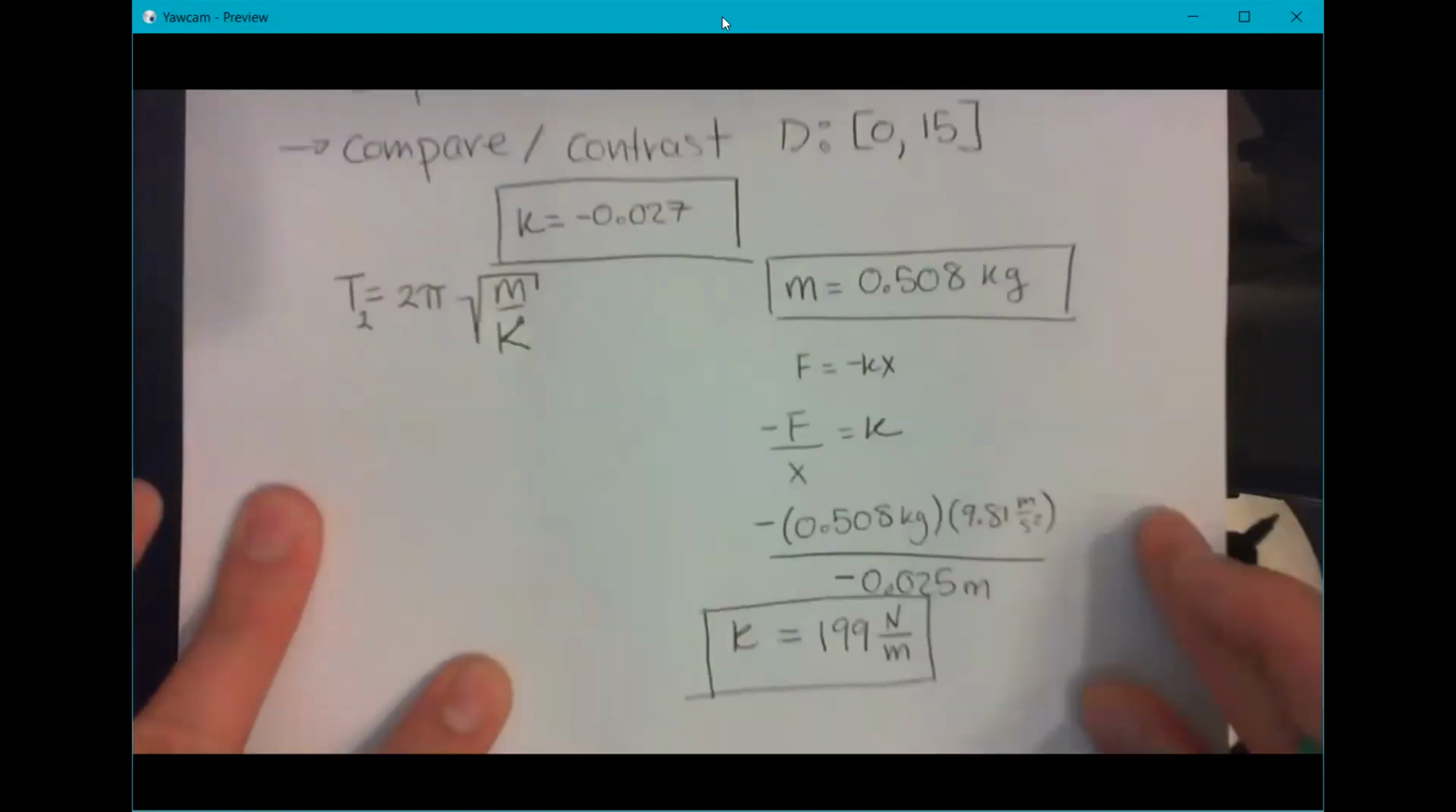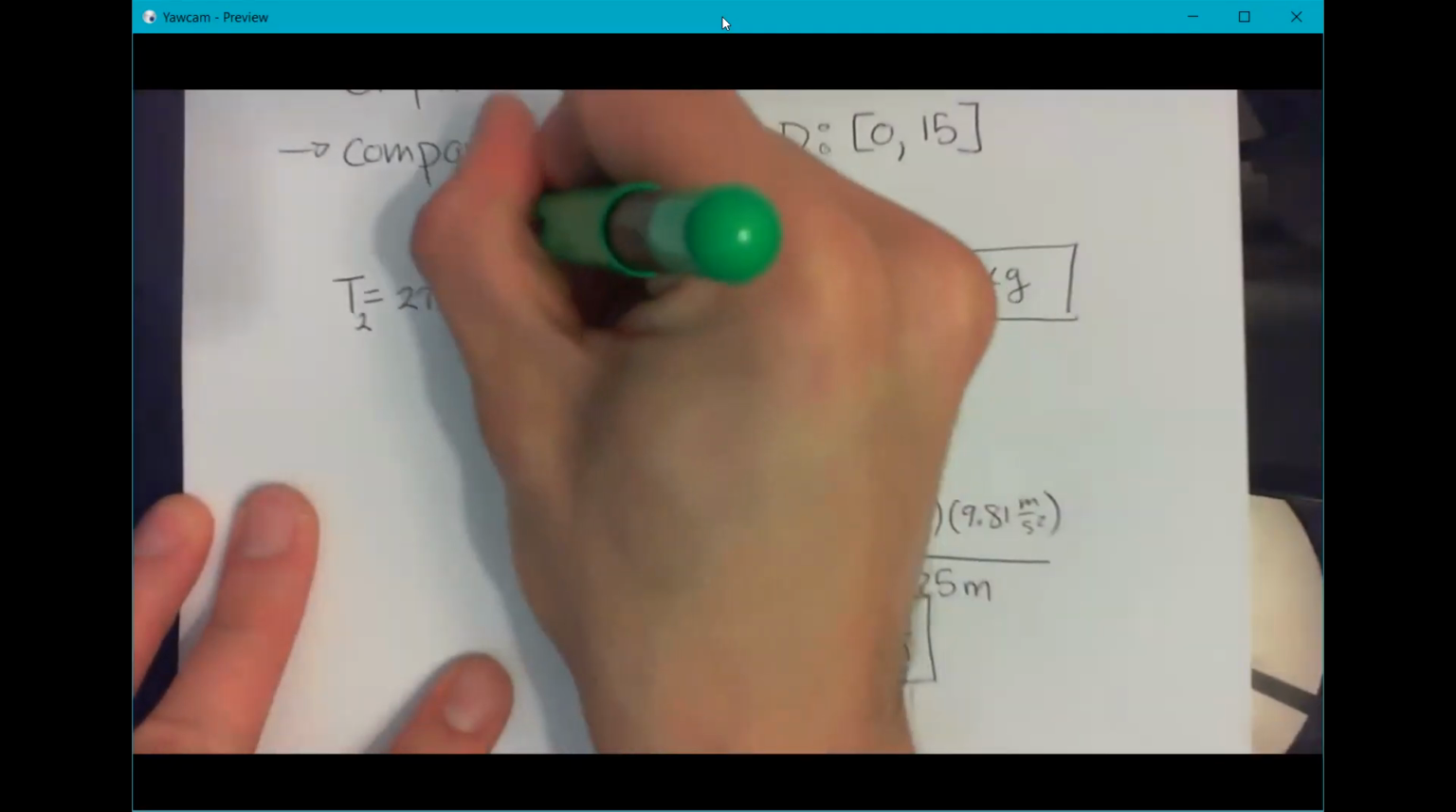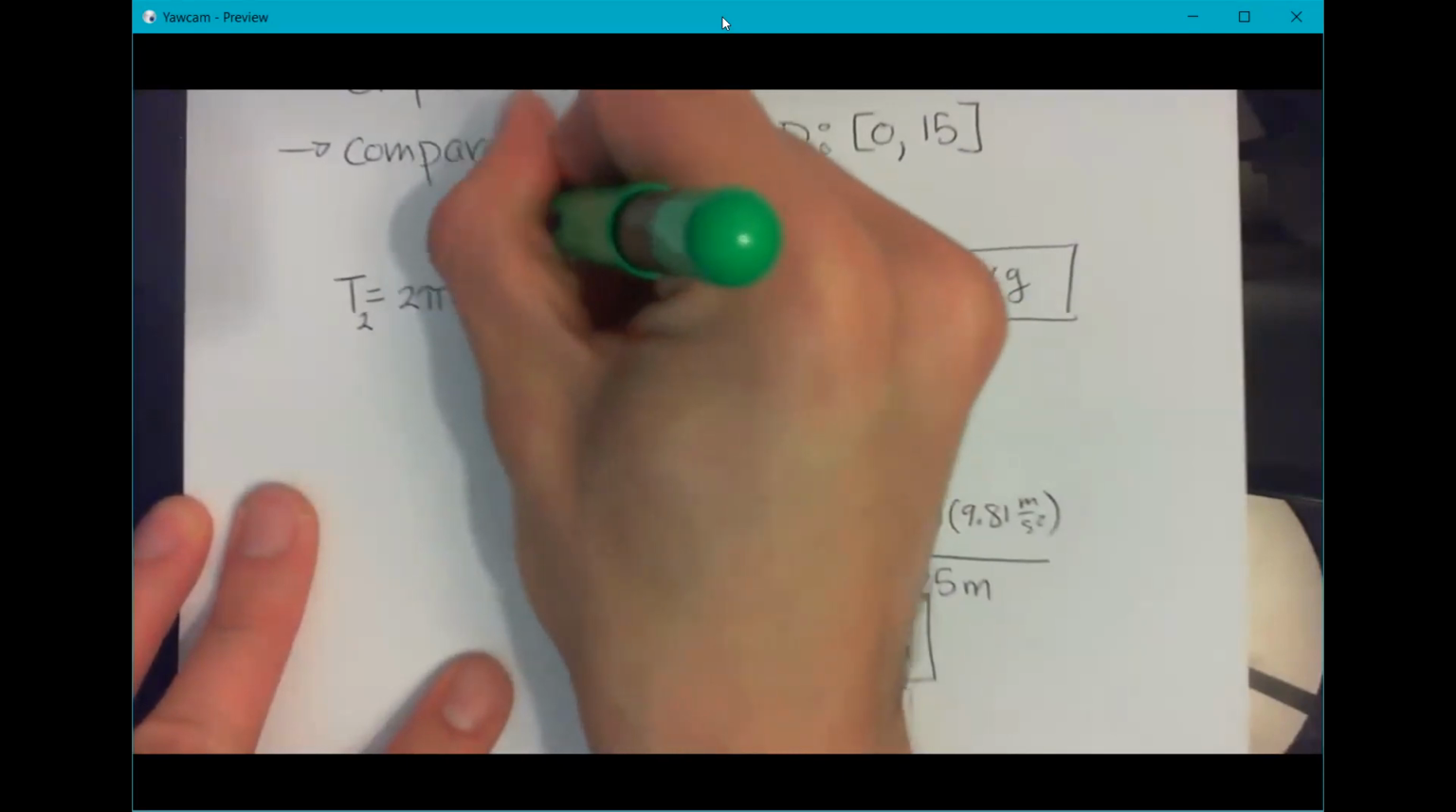Oh boy, I don't like that I'm using the letter k twice. Let's say that the spring constant is K. I'll call this other constant D or whatever, just so that we have a separate letter for it.